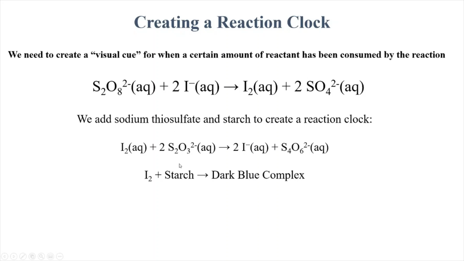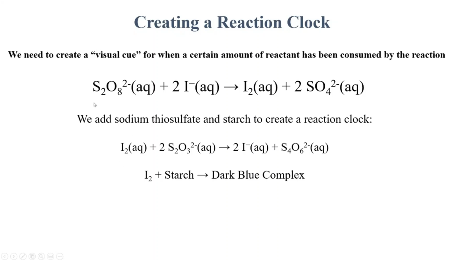Now, for those of you who are in biology, you know that when you have iodine around and you have some starch, remember we've added starch into this reaction, the moment that we get some I2, we're going to form a dark blue complex. And this is something that's used in biology very frequently as a test for starch. You can add I2 and you'll get a blue complex.